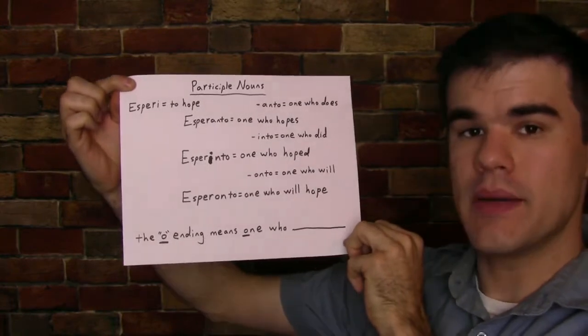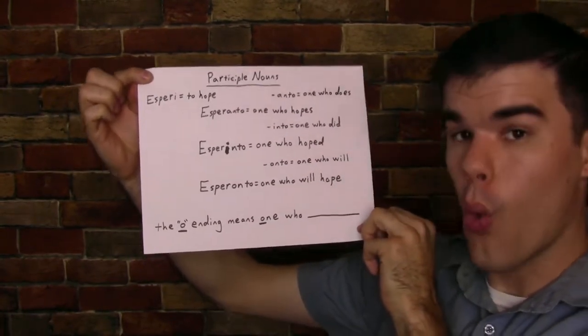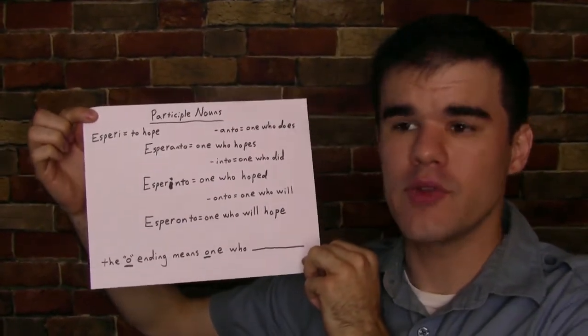It's a subject or the object of the sentence, okay? So the O ending means one who blanks, okay? It often means a person, but it doesn't have to. Let's say you had a dog that liked to bite people. You'd say, oh, careful with him, he's a biter. Mordanto, he is one who bites, okay? So that's the noun form of the participle.